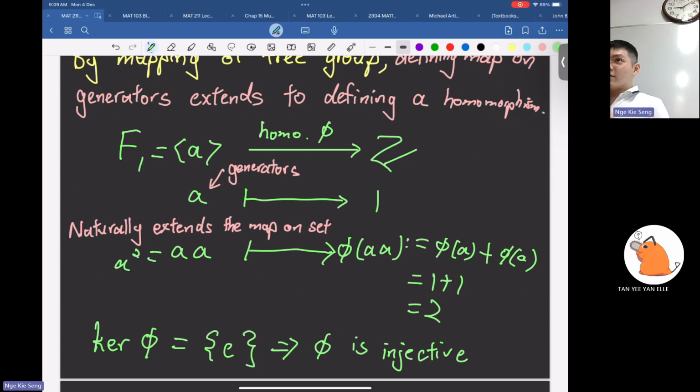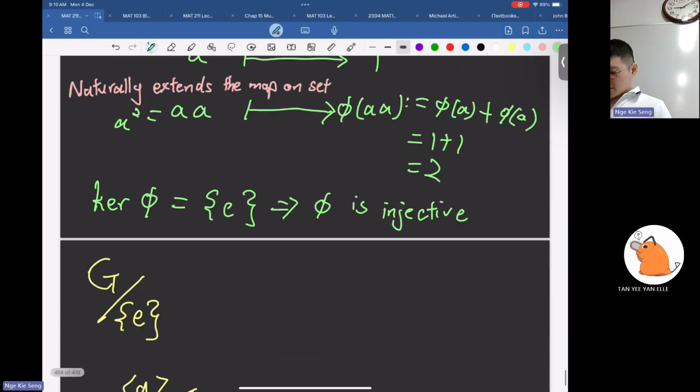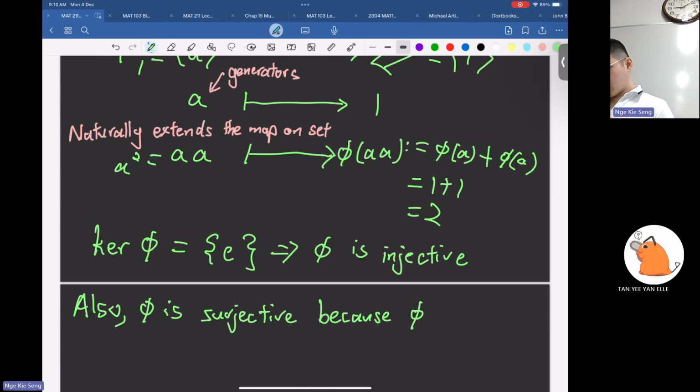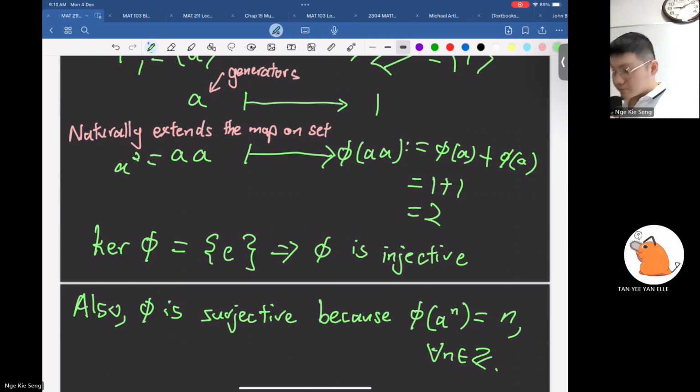Why? Z is a cyclic group. You prove in the exam, right? In particular, it is generated by 1. So I know the pre-image of 1. What's the pre-image of n? A to the power n, right? Okay. So also, phi is surjective because phi of A to the power n is equal to n for all n in Z.